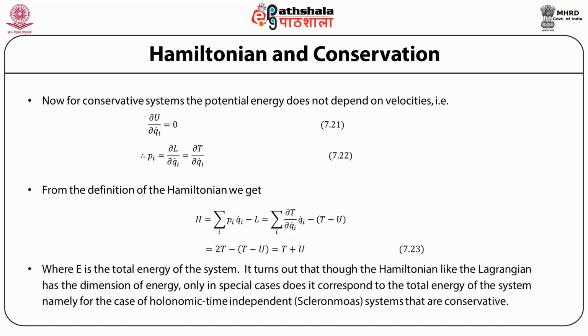So it turns out that though the Hamiltonian, like the Lagrangian, has the dimension of energy, only in special cases does it correspond to the total energy of the system. So the Hamiltonian H is equal to the total energy of the system only for the case of holonomic and scleronomous systems which are conservative.